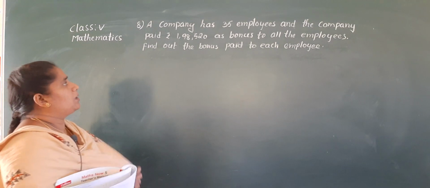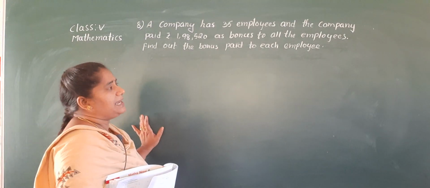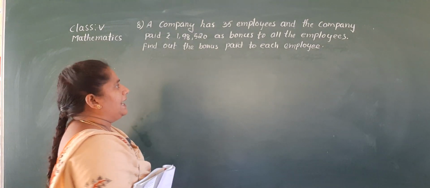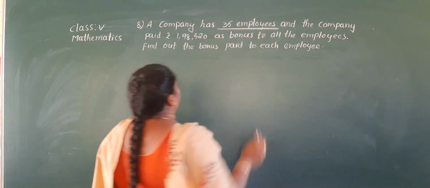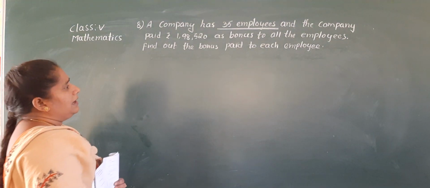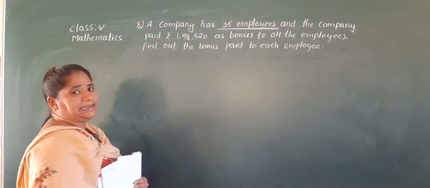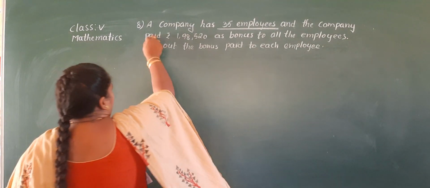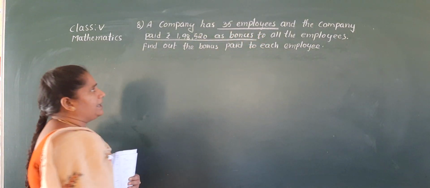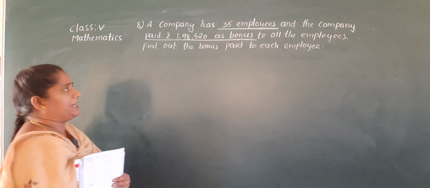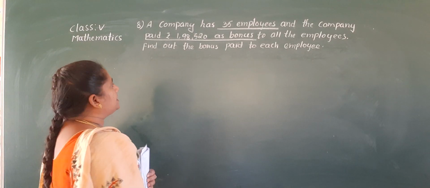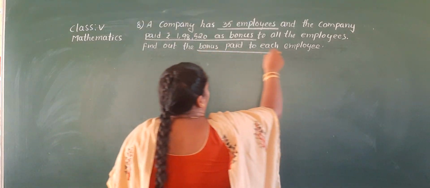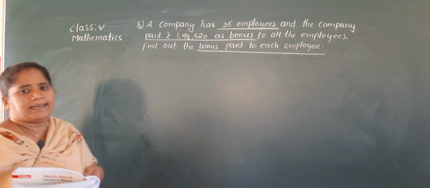Okay? So what is given, children? A company has 35 employees. How many employees are there in the company? 35 employees, so we have to underline that. And the company paid 1,98,520 rupees as bonus. So how much amount was paid as bonus? 1,98,520 rupees to all the employees. Now find out the bonus paid to each employee.